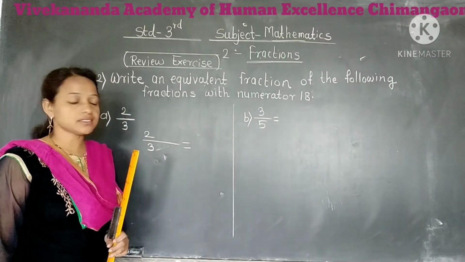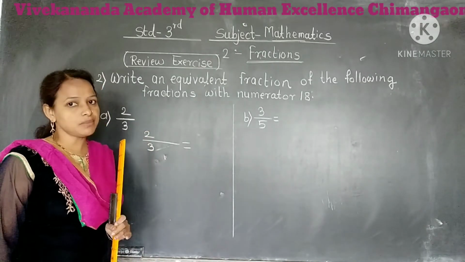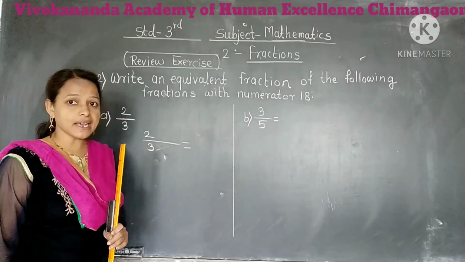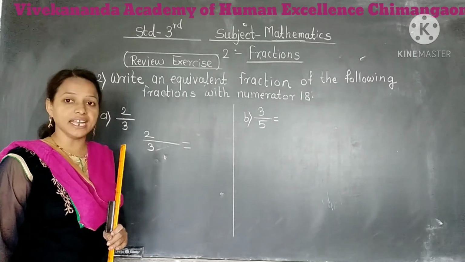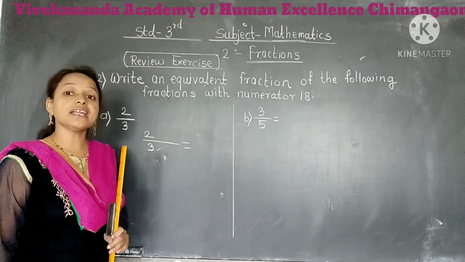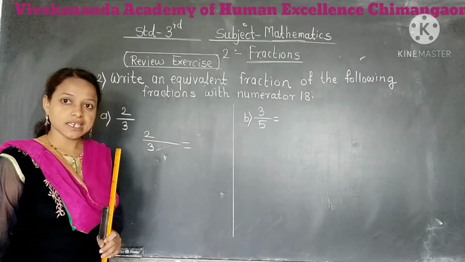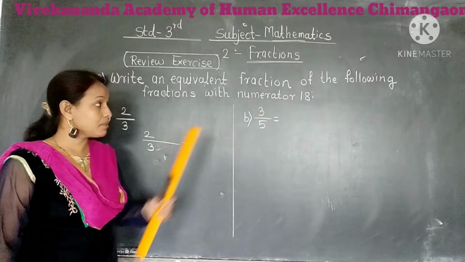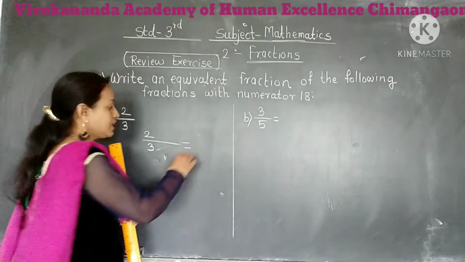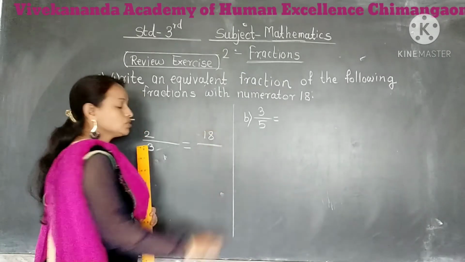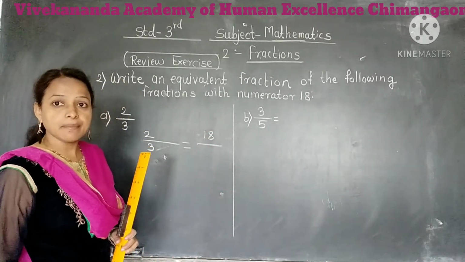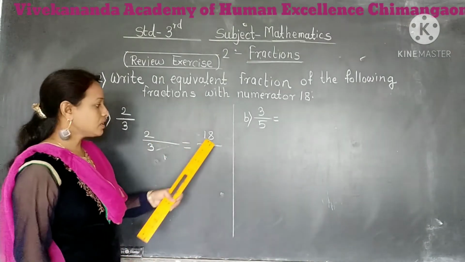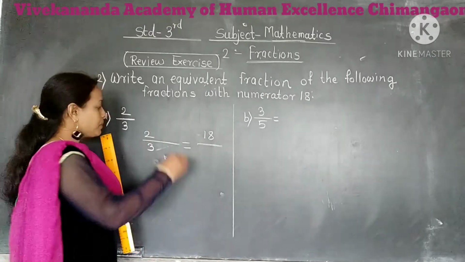So we know that 18 is a multiple of 2. Okay. So 9 times is equal to 18. 2 multiplied by 9, 2 9s are 18. Means here we have to multiply 2 by 9 to get 18, because we want numerator 18. So how to get an equivalent fraction? By multiplying numerator and denominator with the same number. So here how to get 18? By multiplying 2 by 9.